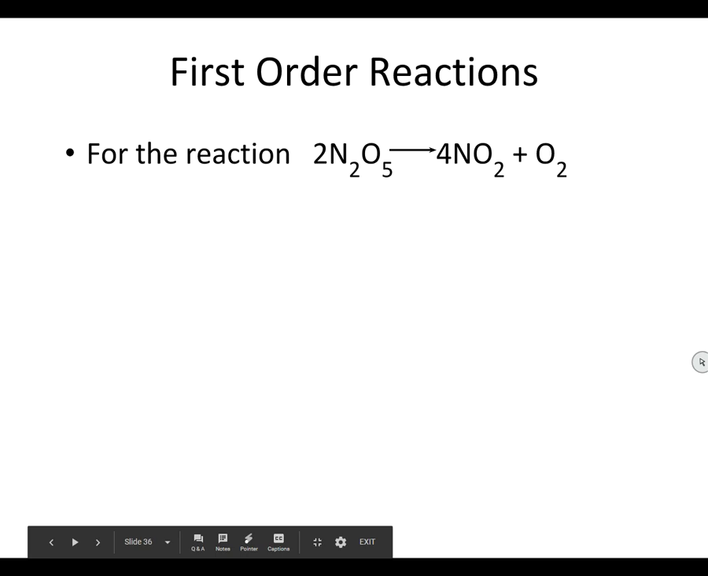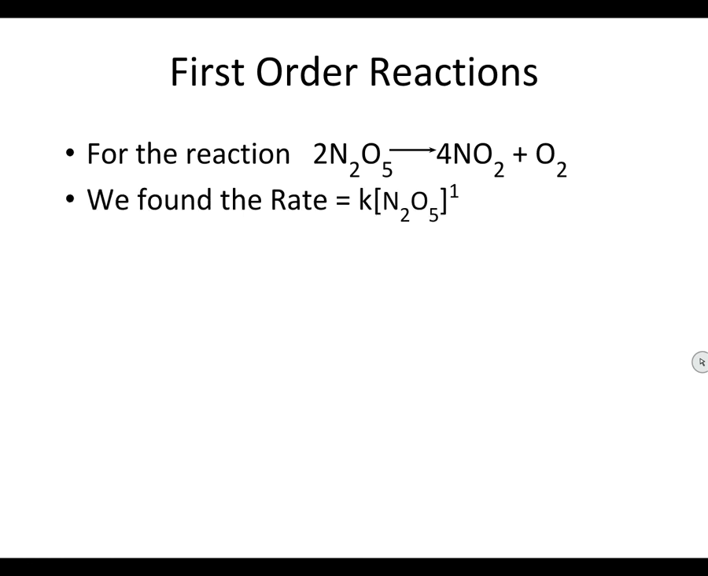So first order reactions, we have a reaction here, and we have found that the rate equals K times the concentration of dinitrogen pentoxide, and it is first order with respect to that dinitrogen pentoxide.